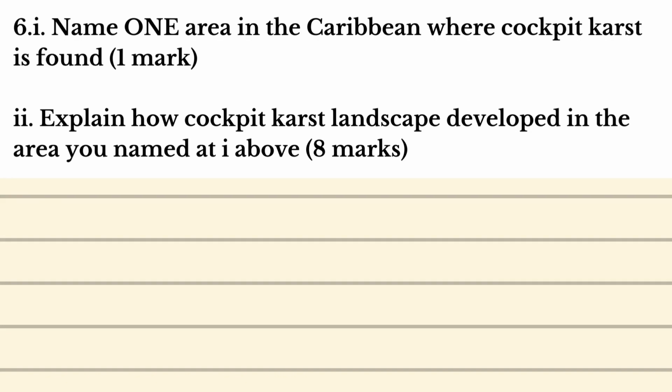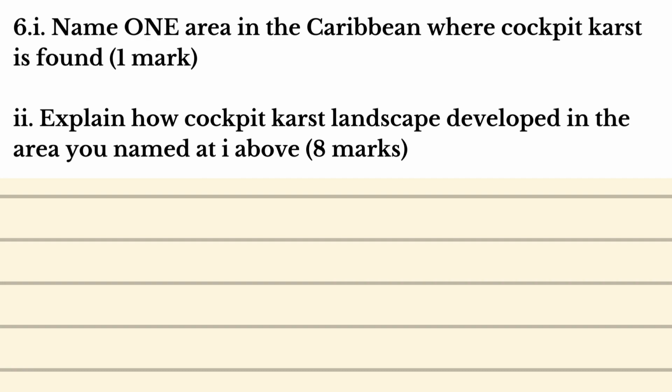All right. This final question is focused specifically on cockpit karst. So the first part of the question says, name one area in the Caribbean where cockpit karst is found. And of course, a good example is the Cockpit Country in Trelawny, Jamaica. Part two says, explain how cockpit karst landscape developed in the area you named above. All right.